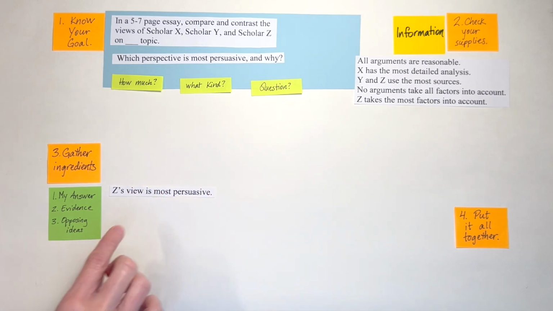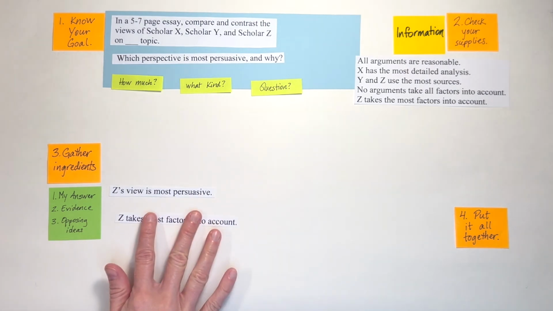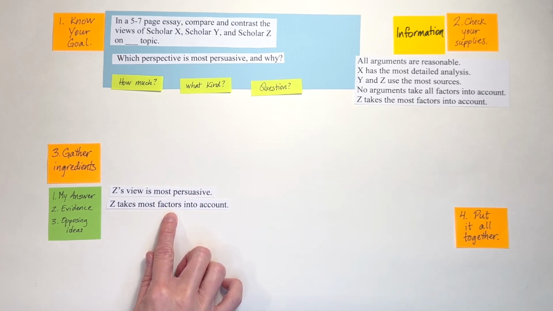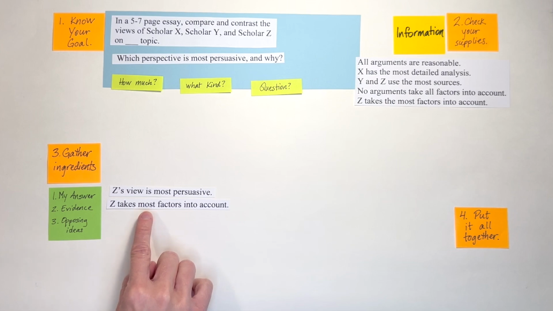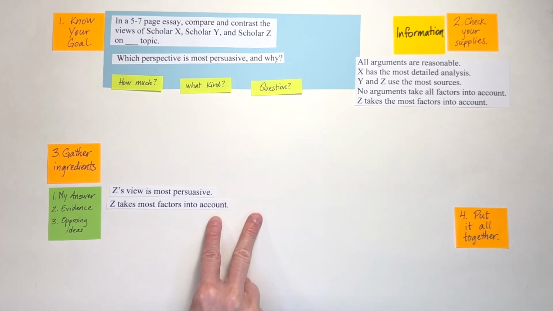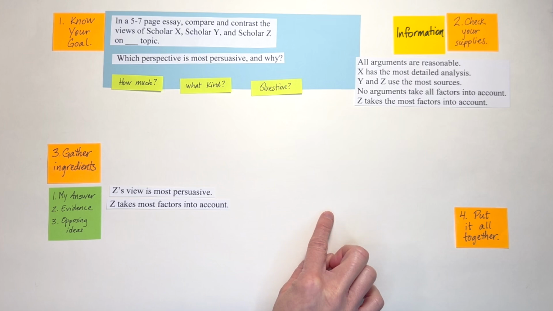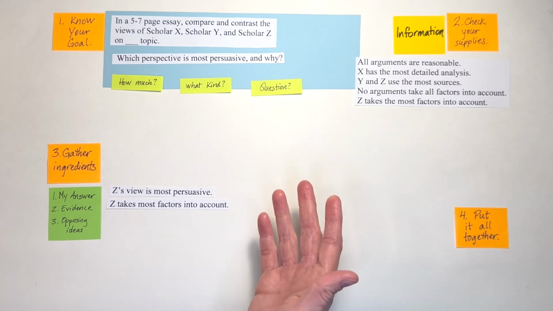Now, there's a few things that Z has going for it. It has reasonable arguments, and it's one of the two that use the most sources. But let's imagine the thing that stood out most to me about Z is that Z takes the most factors into account. And I even think I can write multiple different paragraphs about why some of the extra factors that Z took into account are very important. And so I'm planning to structure my paper around those main points.